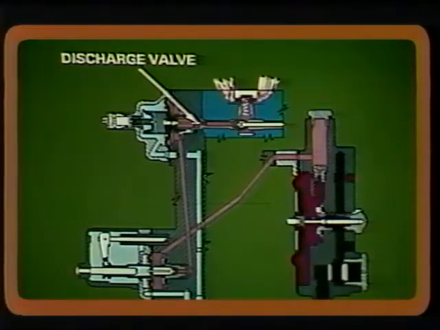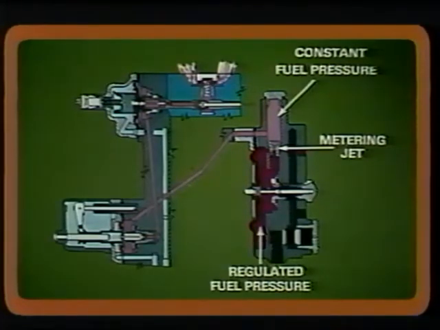In addition, a special constant pressure discharge valve through which the fuel must flow to spray into the airstream is used to maintain a constant pressure against the fuel, regardless of the amount of fuel flowing through it. Now, with a regulated fuel pressure on one side of the fixed metering jet and a constant fuel pressure on the opposite side, the amount of fuel being forced through the jet will be proportional to the amount of air flowing into the engine.